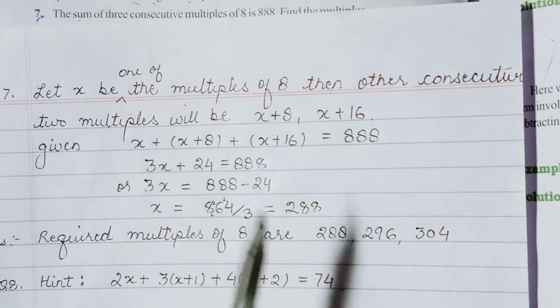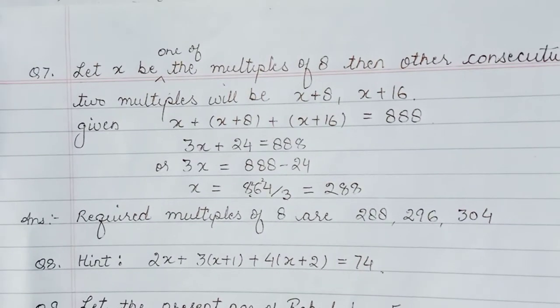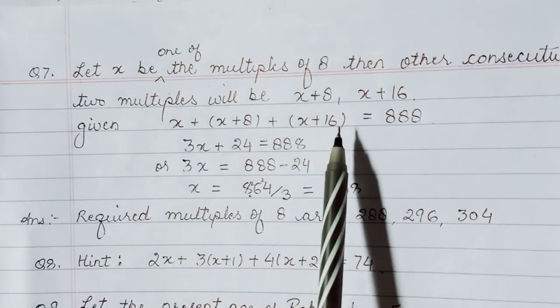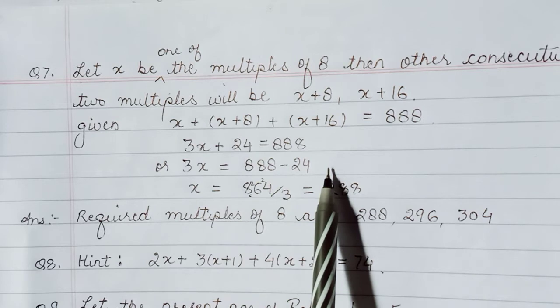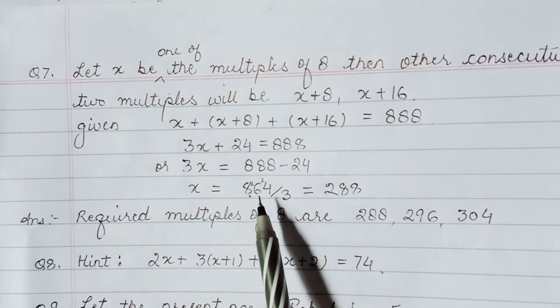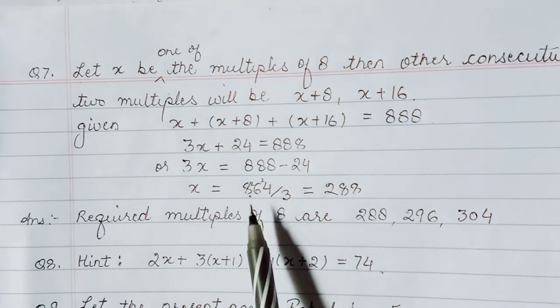x plus 8, x plus 16 is 888. Then the rest is solving your equation. So x plus x plus x becomes 3x, and 8 plus 16 becomes 24. 24 will be taken to the other side, will become minus 24. 888 minus 24 gives you 864.